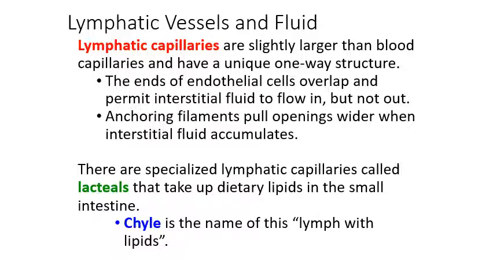So lipids from your food that need to get absorbed into your bloodstream don't go directly to your bloodstream. They go into these lacteals first, and then they will go through the lymphatic system and eventually get into the bloodstream in the subclavian veins the same way the rest of the lymphatic fluid does. That fluid that gets absorbed from the lacteals, so the combination of lymph and lipids, is called chyle.